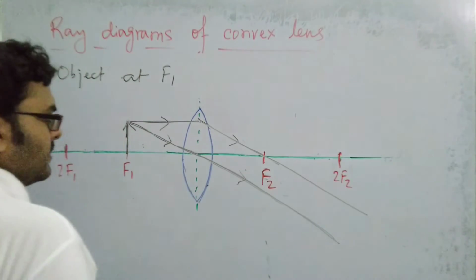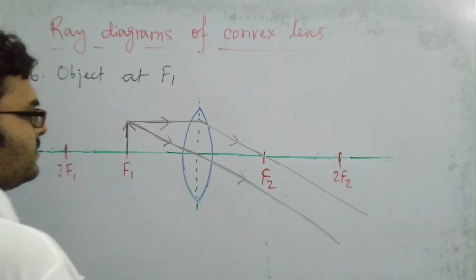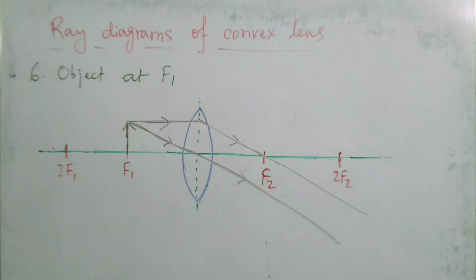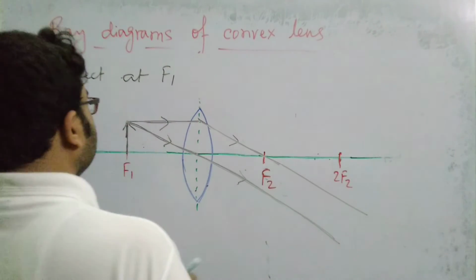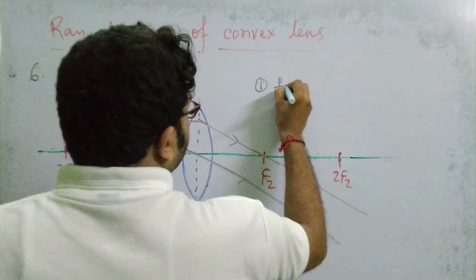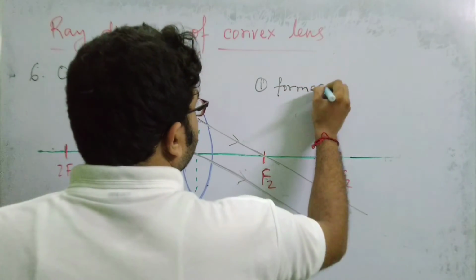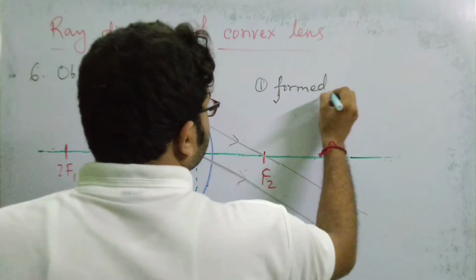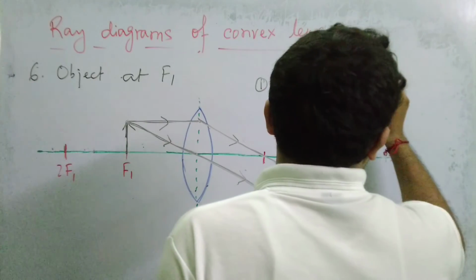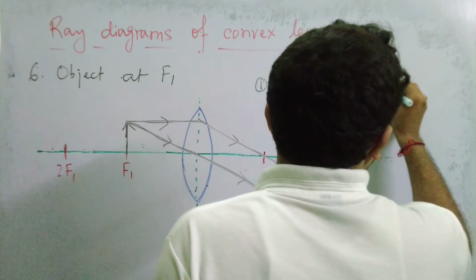Okay. So see here, in this case, the two rays that are emerging out, they are emerging parallel. So can you say where the parallel rays will meet? No, you cannot say. So I can say that the parallel rays will meet at infinity. So here actually there is an interesting case. When the object is at f1, the image is formed at infinity. So you see, when the object was at infinity, the image was formed at f2. Now the object is at f1, the image is formed at infinity.